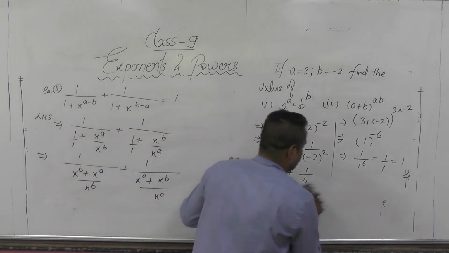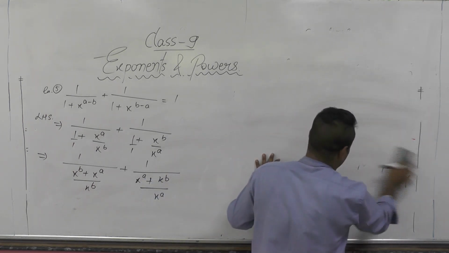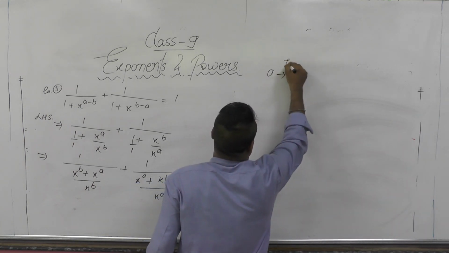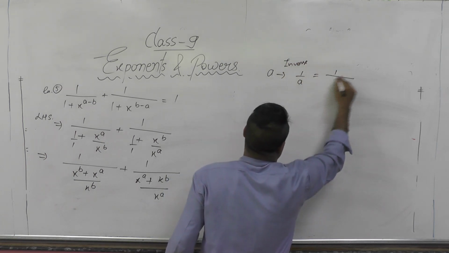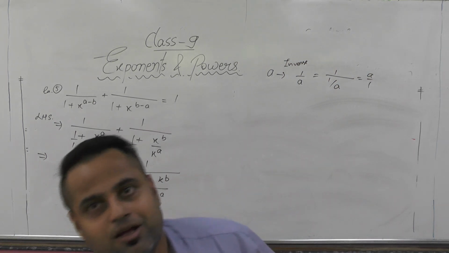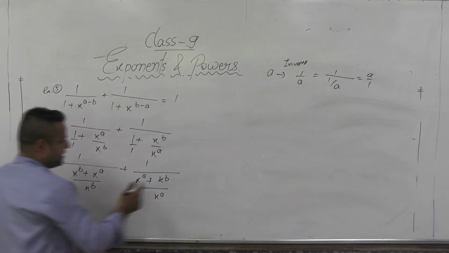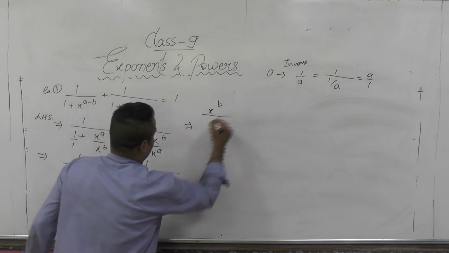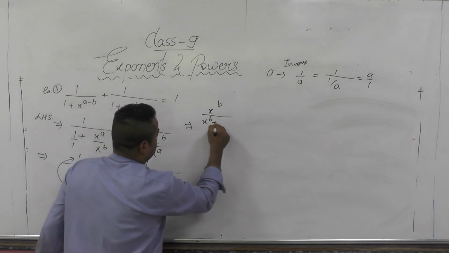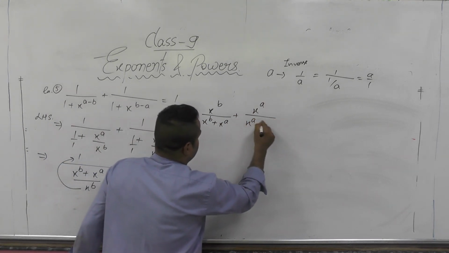So what we can do here, we can reciprocate it, because there is a rule of reciprocal, that the inverse of a is 1 upon a, and 1 upon a will be a by 1. So inverse of inverse is the same number. So here we can write it as x to the power b upon x to the power b plus x to the power a. Here also we can apply the same rule, x to the power a upon x to the power a plus x to the power b.